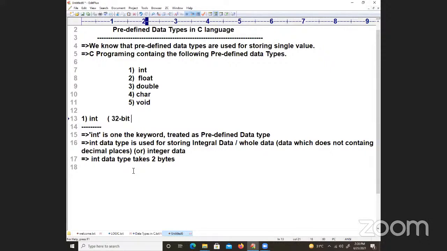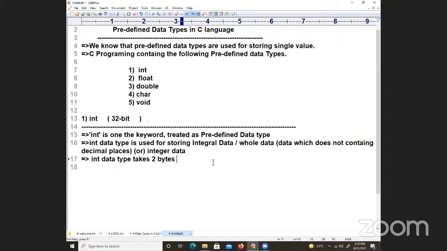And in C programming, there are considerations. There is 32-bit architecture, and next there is 64-bit architecture. Most of the C programming which is available is concerned with 32-bit register architecture. So the int data type takes how many bytes? Please come to the point. Quickly, I want to know: how many bytes will the int data type take?